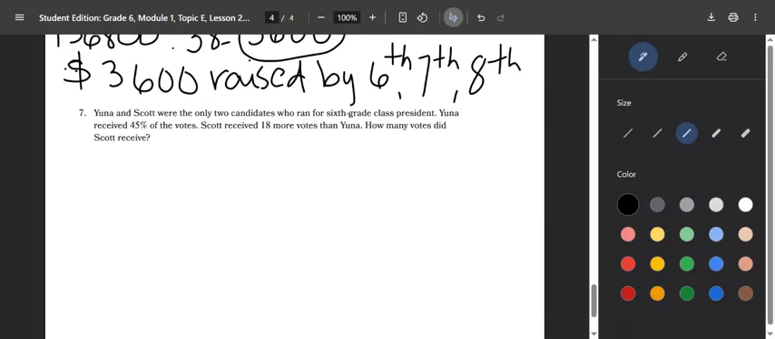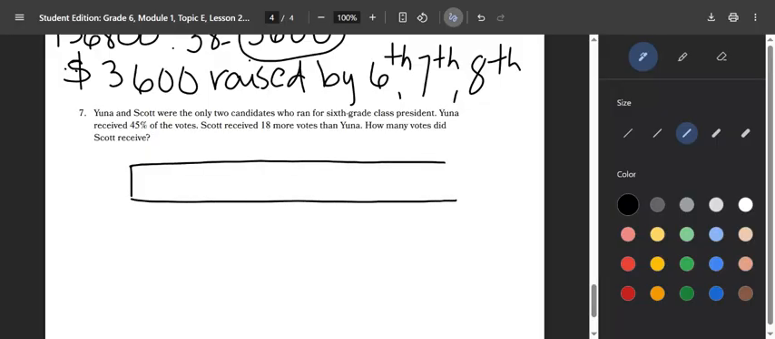So for this last one, it says Una and Scott were the only two candidates who ran for 6th grade class president. Una received 45% of the votes. Scott received 18 more votes than Una. How many votes did Scott receive? All right, so for this one, we're going to have to do a tape diagram, but we're going to be doing a percent tape diagram. So we're going to be taking a tape and dividing it into 10 sections.